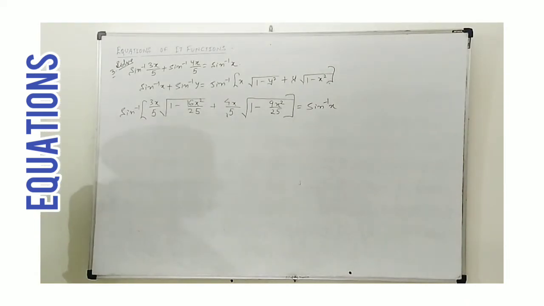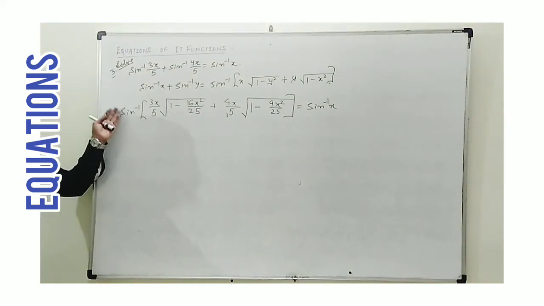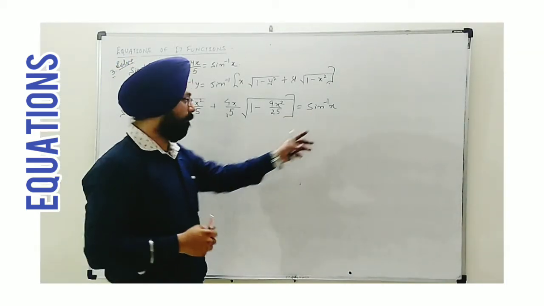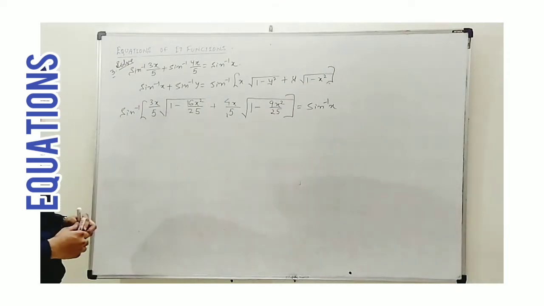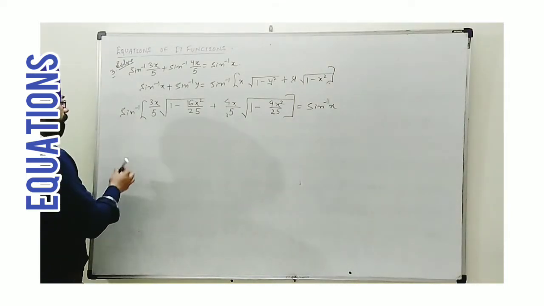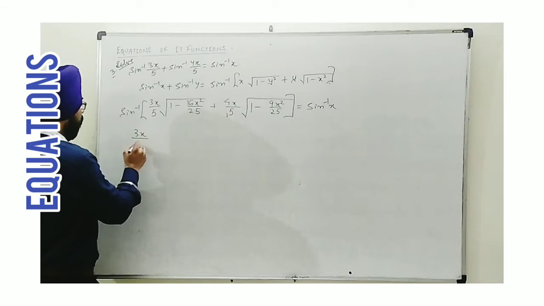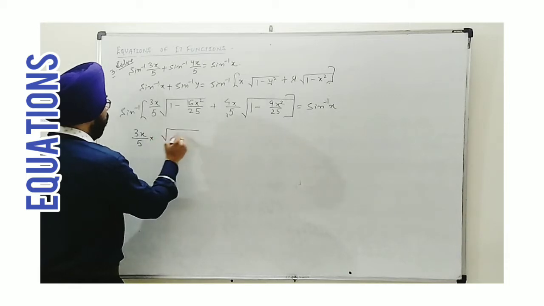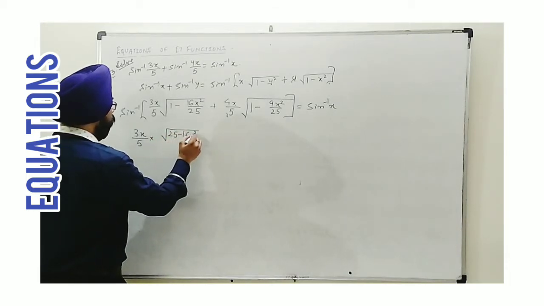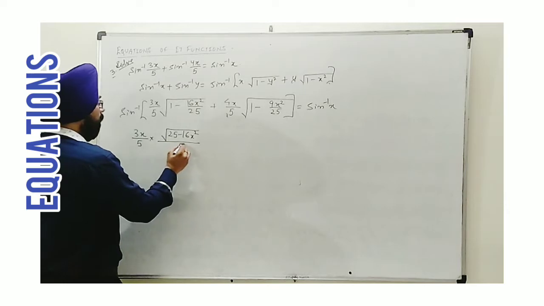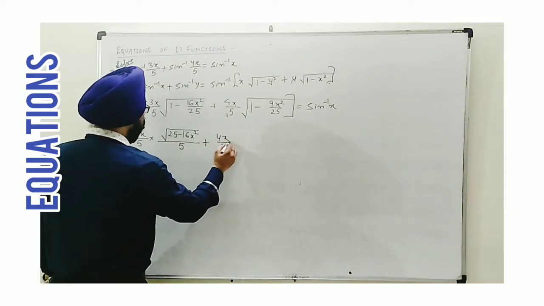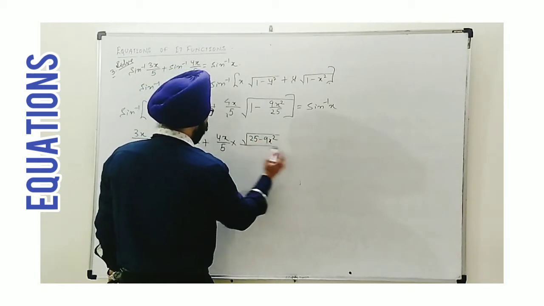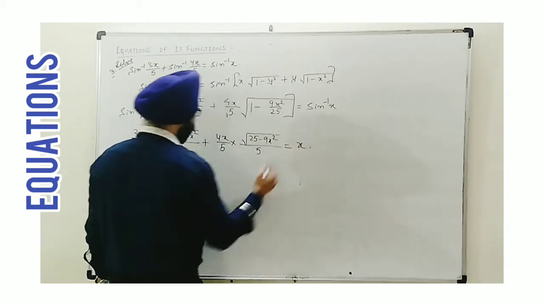Here we find one thing. This is completely one term of sin inverse on the left hand side and one term of sin inverse on the right hand side, so the values can be directly equated. So we find 3x upon 5, and here we simplify. This will come in the numerator, and we have 25 minus 16x square, root 25 will become 5, plus 4x upon 5 into 25 minus 9x square upon 5, is equal to x.